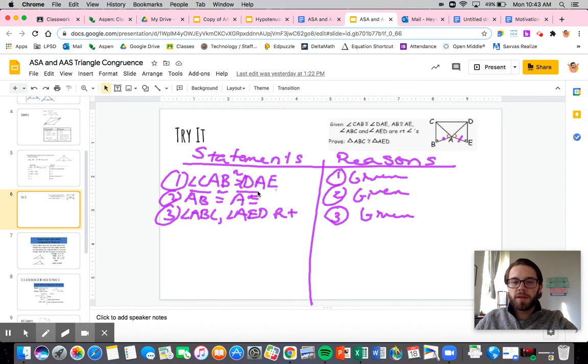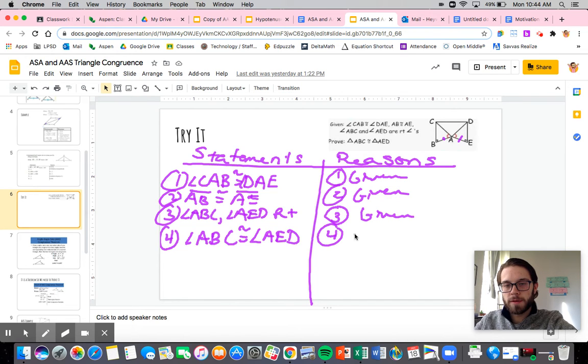Now, these first two, this is just giving us an angle and we're saying angles are congruent. This one's just telling us that sides are congruent. And this last one is actually something we can do something with. So we are told that we have two angles that are right. Well, what do I know about all right angles? They're congruent because they're all 90 degrees. So angle ABC is congruent to angle AED. And again, same thing, all right angles are congruent.